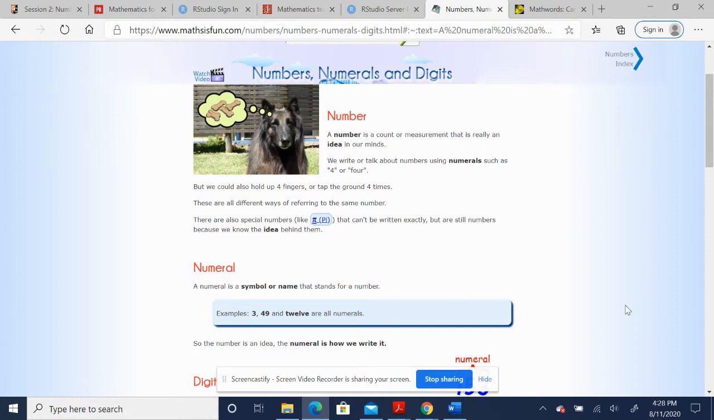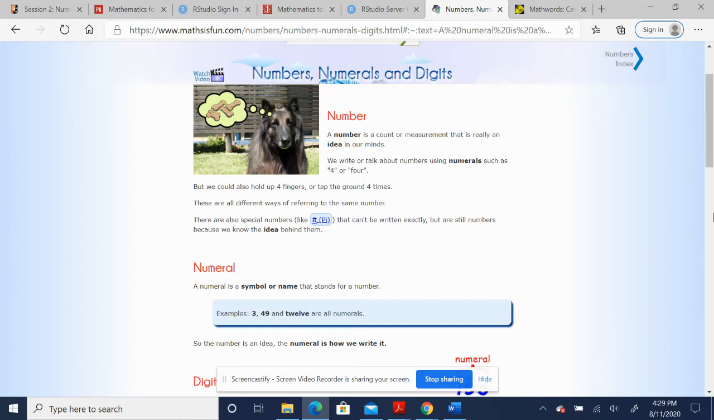So a number is a count or a measurement, and it's kind of an idea in our minds. Okay, so when we write or talk about numbers, we are usually using numerals. We're talking about 4. Using that order, that count, that numeral, we're talking about 4, the actual number or 4 in words. But that's not the only way to show that worth. We could also hold up 4 fingers. We could tap the ground. There's lots of different ways to represent the number.